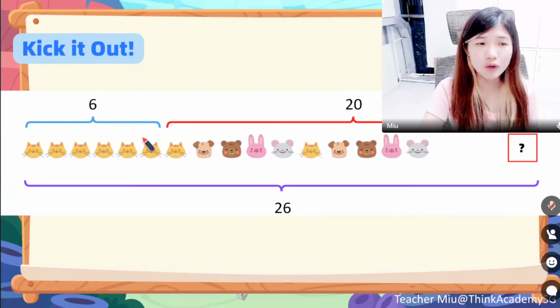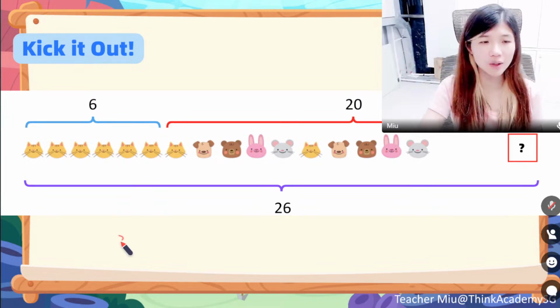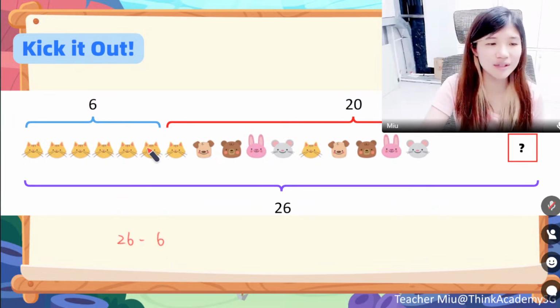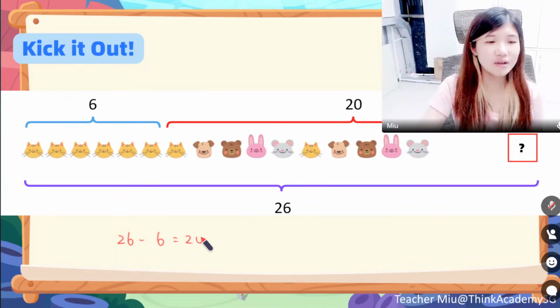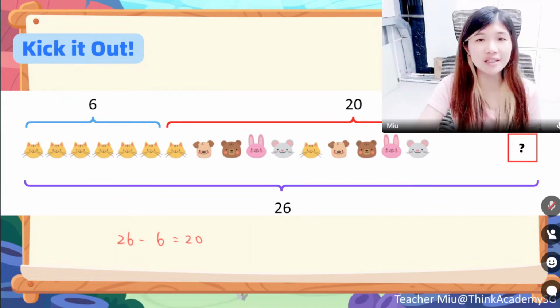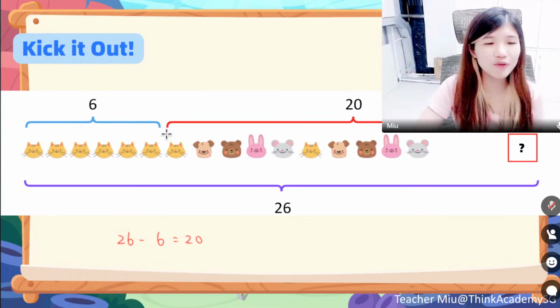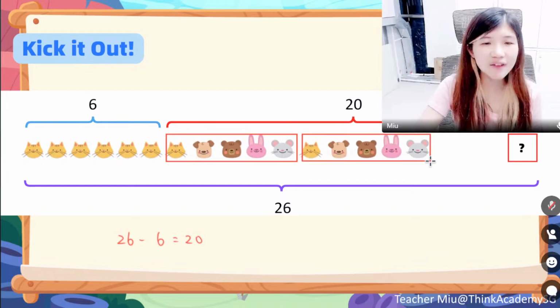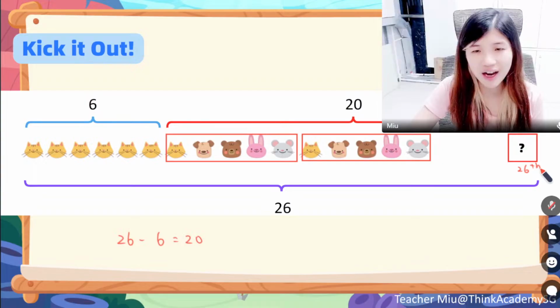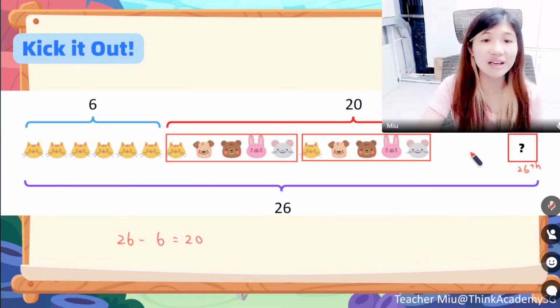That's why you need to kick out those which are not in the pattern group, which is 26 minus those 6. You are not in the pattern group. Those 20 are in the pattern group. So you would find out for the pattern group, 5 in a group, 5 in a group, all the way to number 26, which is actually number 20 in the pattern group.